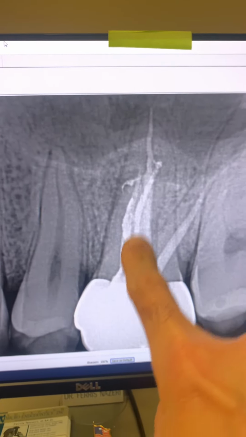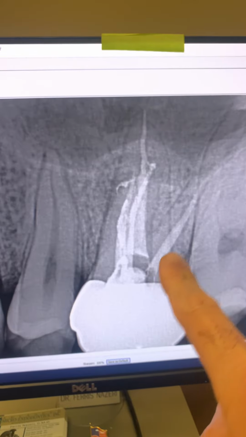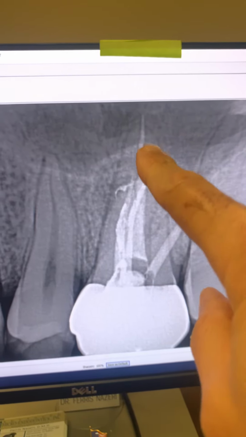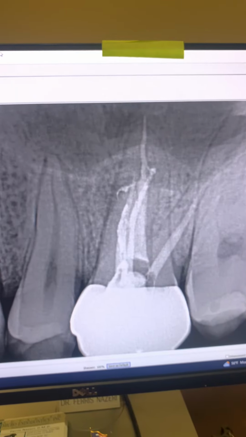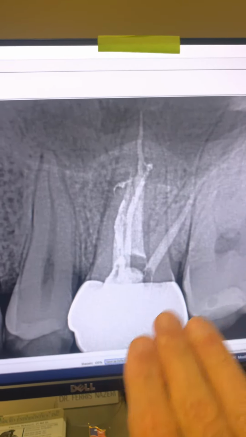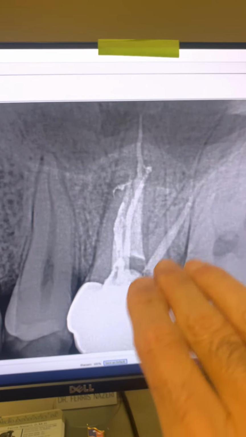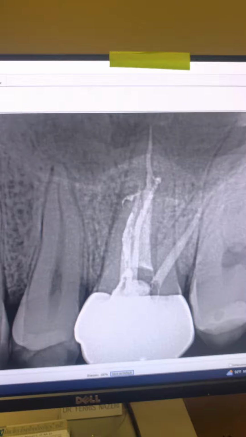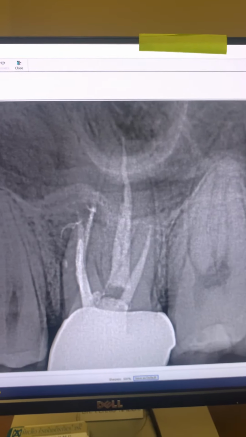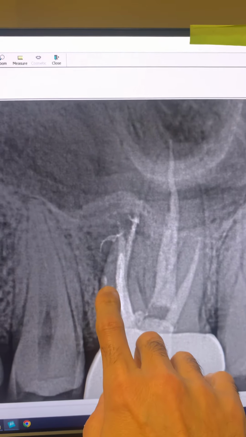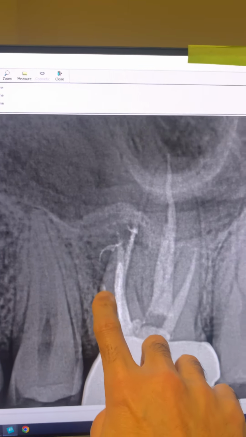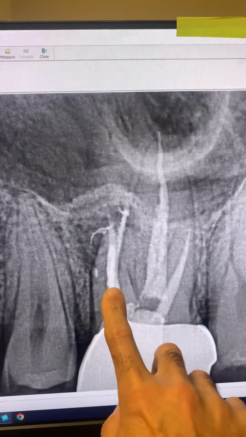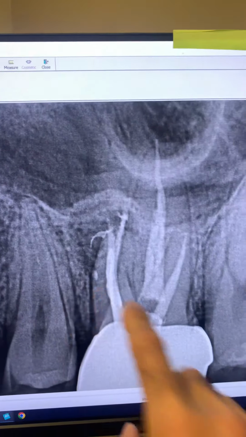So as you can see, missed MB2. I removed some of the gutta-percha out of the distal buccal canal and out of the palatal canal, and they were clean. There was no contamination, so I didn't break the apical seal on those. But as you can see, everything went beautifully. Take a look here. Look at that beautiful lateral right into the lesion there. That's a nice lateral right there. You can see right there.